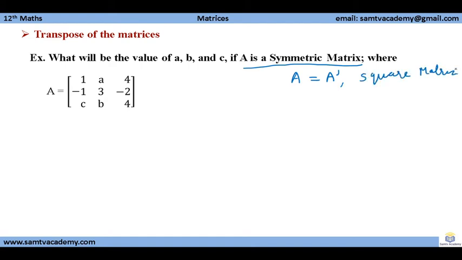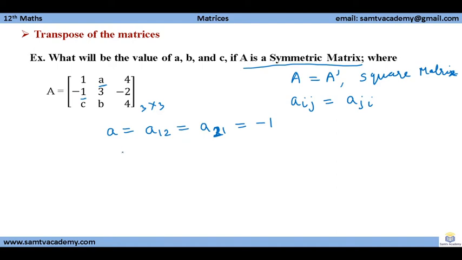It is given as a square matrix because it is a 3 by 3 matrix. Now another property is that the Aij element will be equal to Aji. So what element do we need to find? We need to find the element A. What is the location of A? The location of A is A12, first row second column, that will be equal to A21. What is the second row? This is the second row and first column, so that is equal to -1.